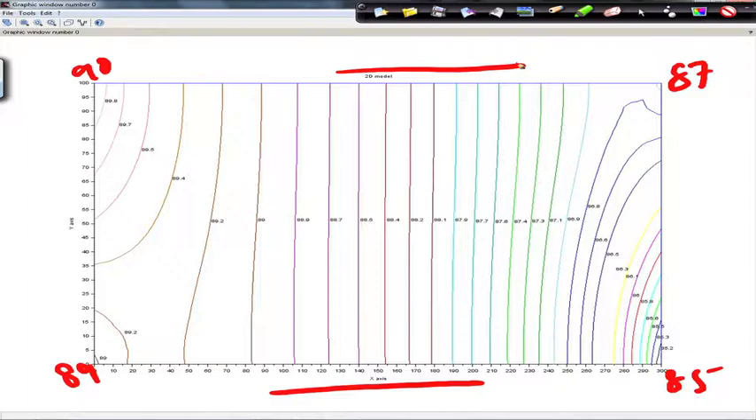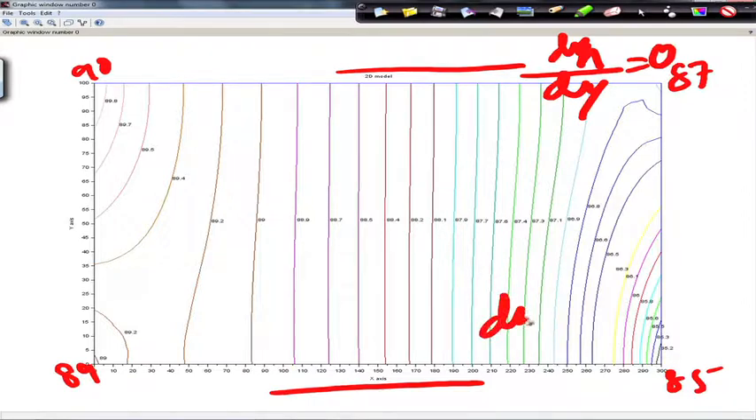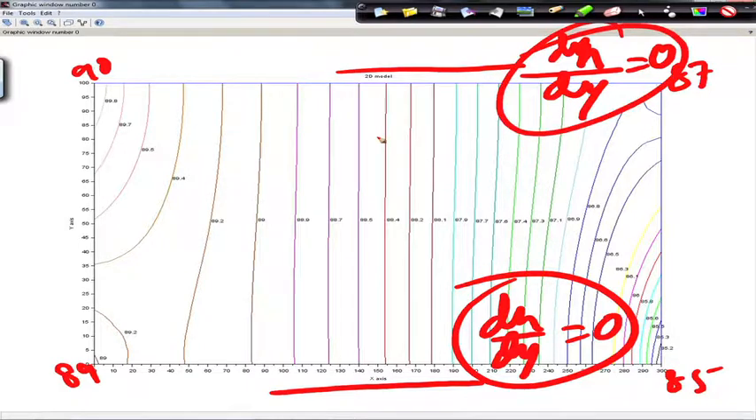Still, for these two boundaries, which are impermeable boundaries, we are getting our contour lines perpendicular to the boundaries. So, obviously this criterion, that is del h by del y equals 0, is satisfied for these two boundaries. So, we can say that we get a reasonable result from this iterative approach.